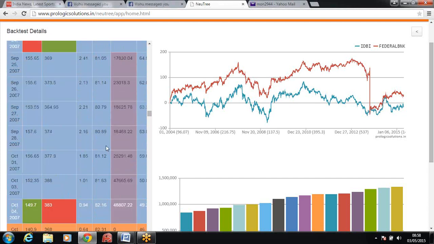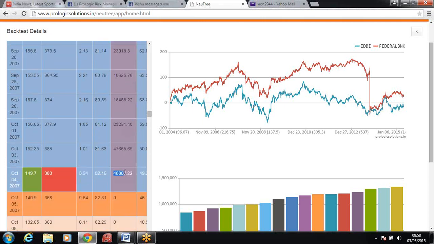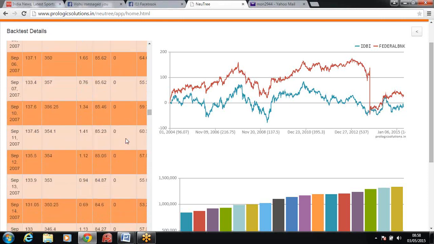So this is again one more very short trade, 7 days. You can see 150 IDBI short, 355 Federalbk buy, 3.3. As soon as it came to 1, you can see the profit. So from day 1, it has consistently given you profit. You can see 18,000. Finally, it ended at 40,000 rupees profit. So 7 days, around 50% profit return on your investment.